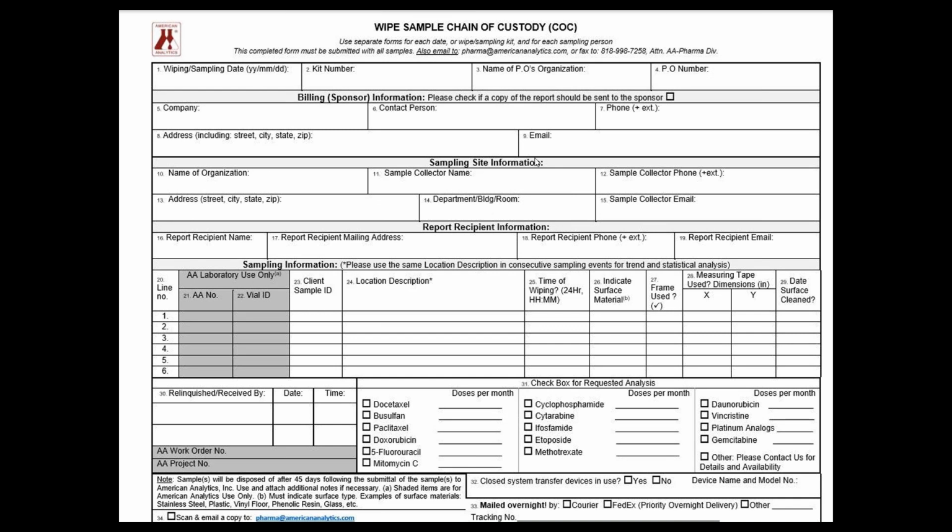The next section is called billing or sponsor information. Now, the billing information would be if this is a wipe sample event that you're conducting for your own facility, you would put the accounts payable information in here. Or if there's a sponsor, such as there's some closed system transfer device companies that sponsor wipe sample events, you would put that sponsor information in here.